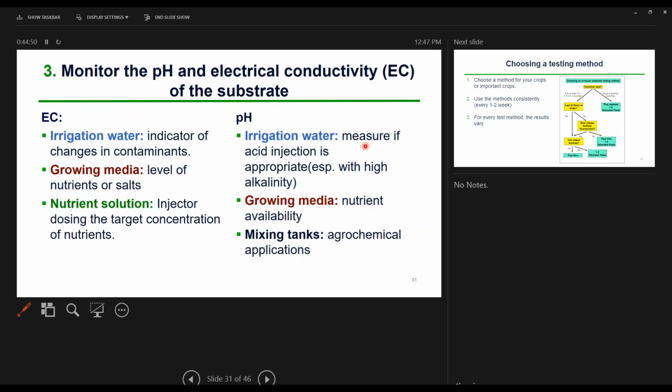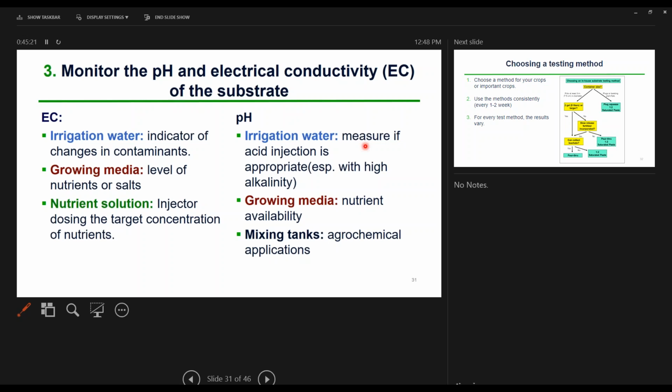Okay, so we also want to measure the EC of the nutrient solution, and we can do that by just collecting samples at the emitter. And this is very important because you want to make sure that you're dosing the right amount of fertilizers. So a quick EC measurement can tell you if the injector is working properly, if you mixed the right amount of fertilizers.